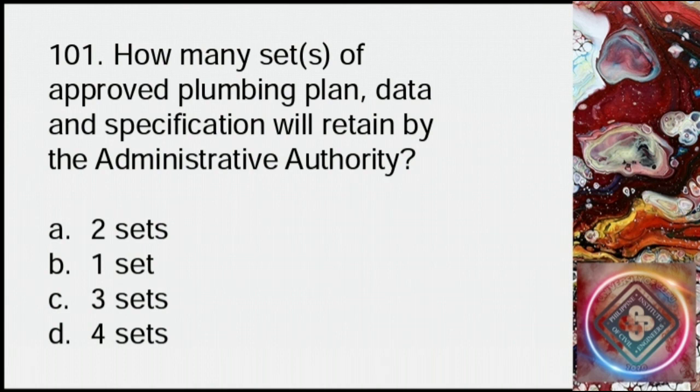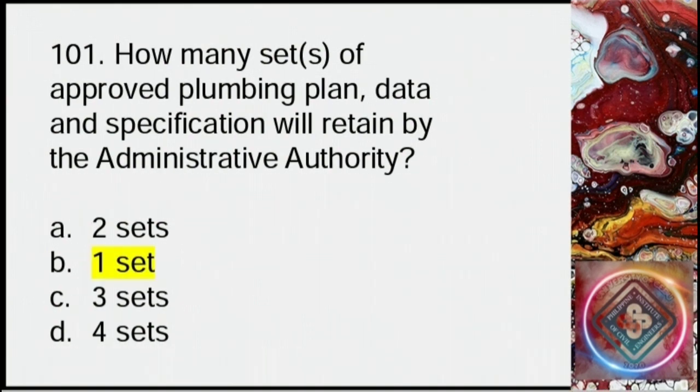101. How many sets of approved plumbing plans, data and specification will be retained by the administrative authority? A. 2 sets, B. 1 set, C. 3 sets, D. 4 sets. B. 1 set.